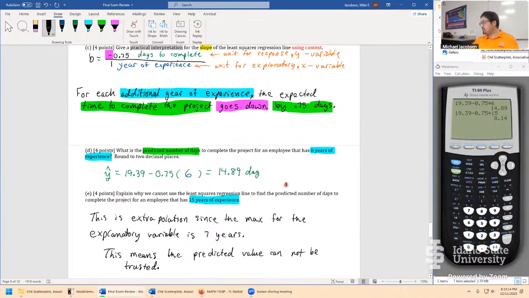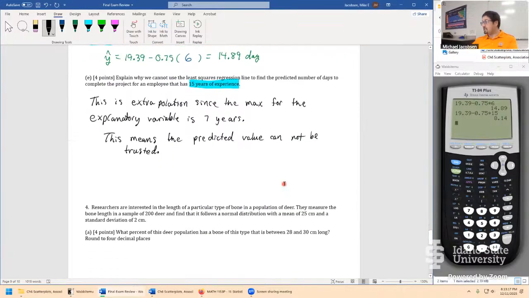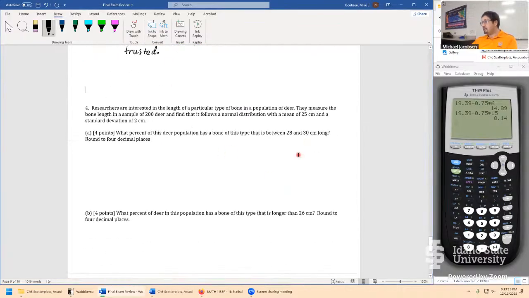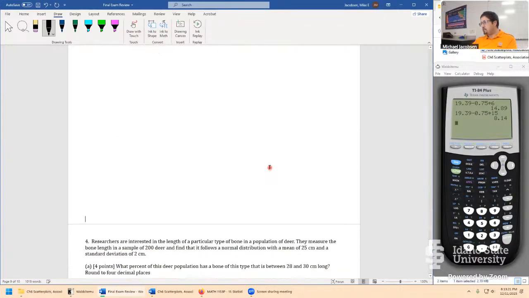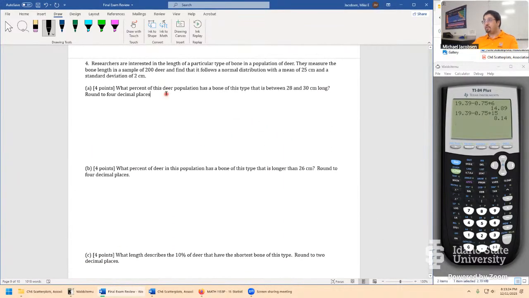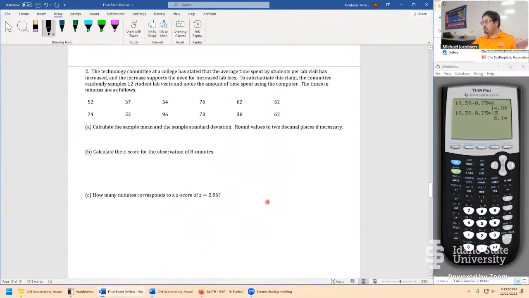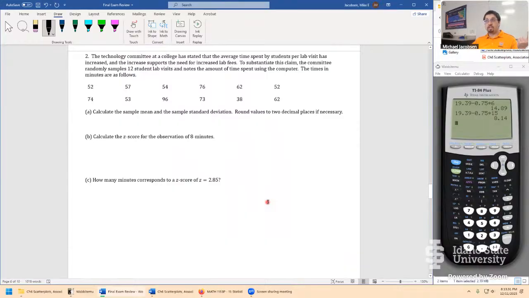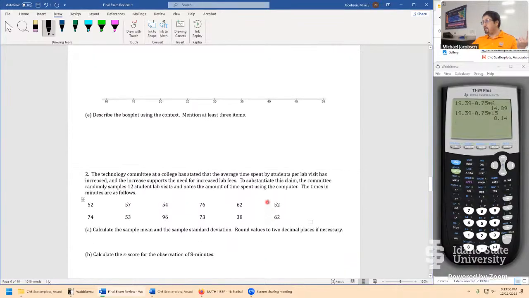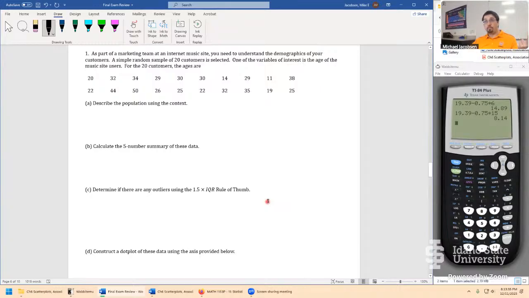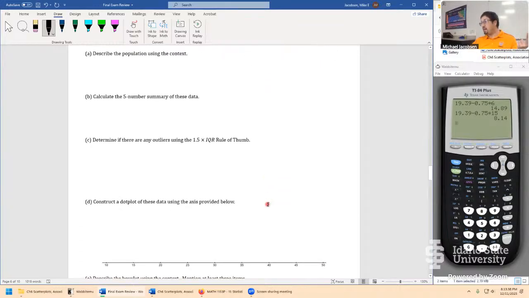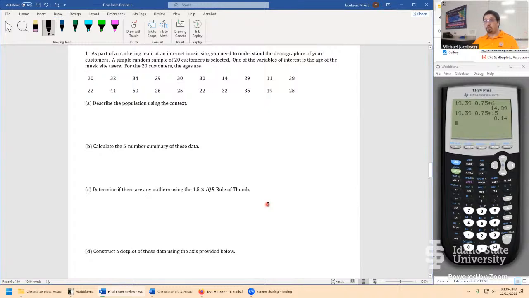And for the rest of the notes, let's see if we can cherry pick what we'd like to do next. I have a normal distribution problem using inverse norm, normal CDF, or I have a z-score formula problem. This one's pretty quick. Or I have a 1.5 IQR rule of thumb with a box plot problem. This one's probably the longer one. So what sounds fun to folks? Box plot, normal distribution, z-score.